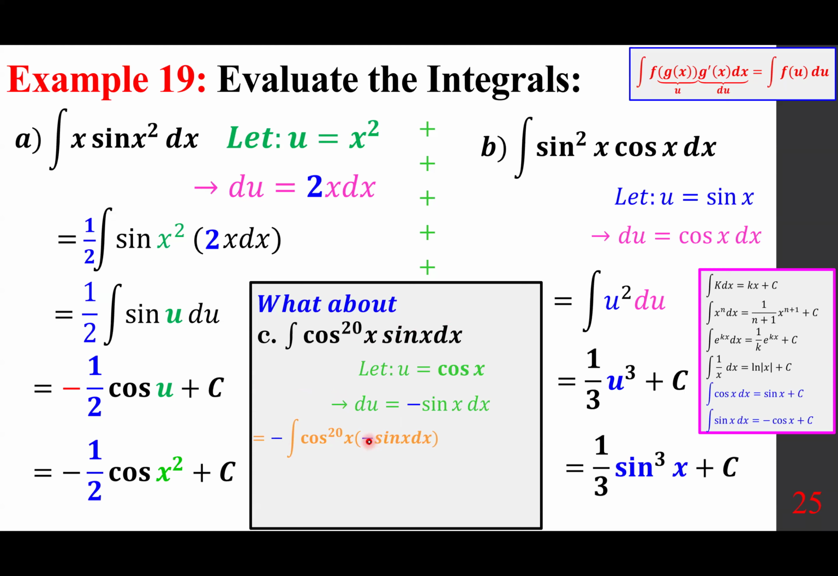So having said that, we rewrite it as equals negative the integral of u to the power of 20 du. Using the power rule, this becomes 1/21 u to the power of 21 and a constant. Keep the negative sign, replace the u, and the final answer is negative 1/21 cosine to the power of 21 x plus a constant.